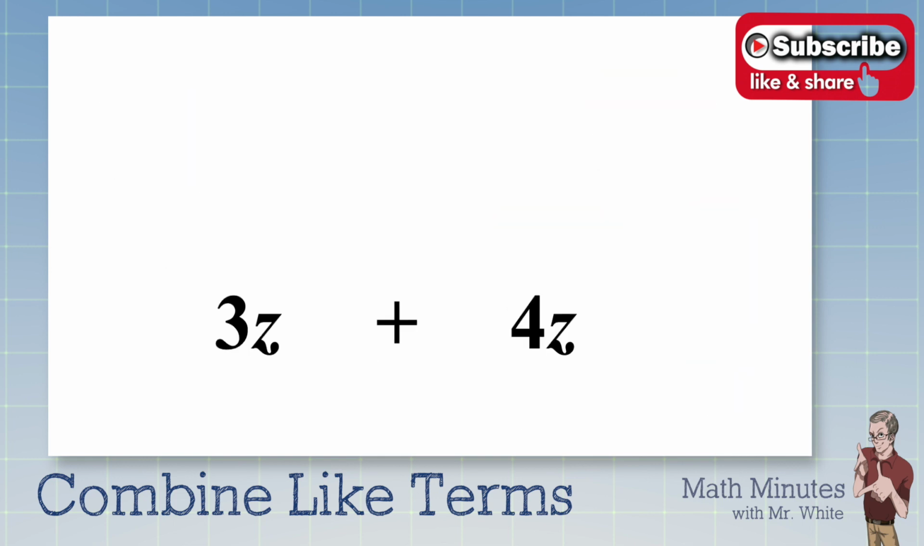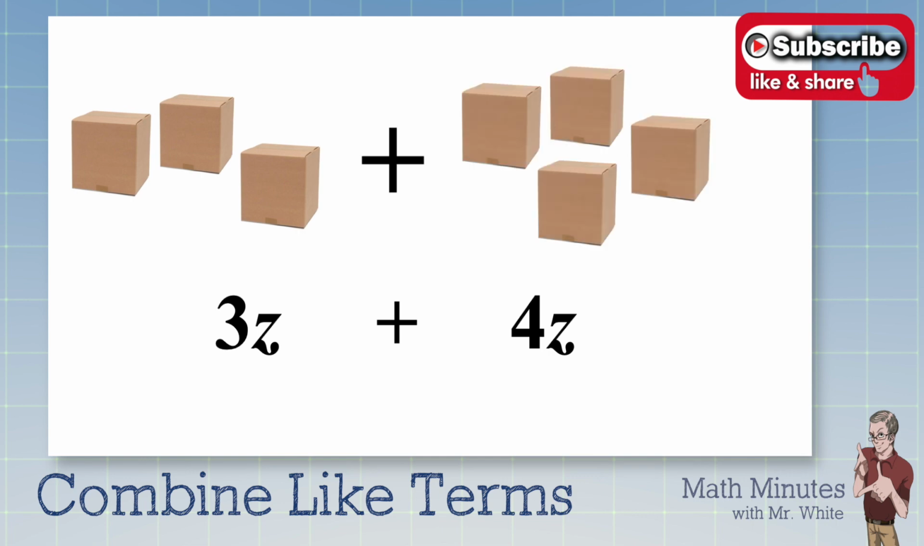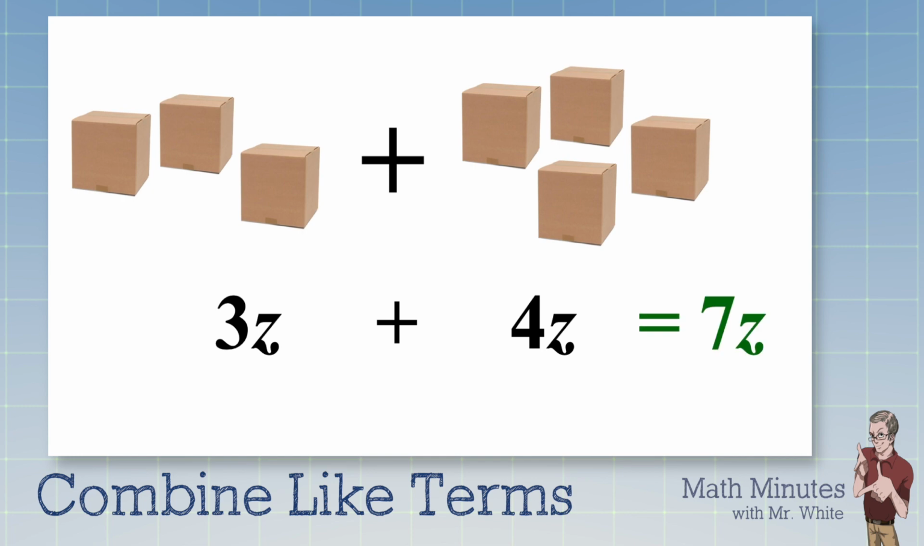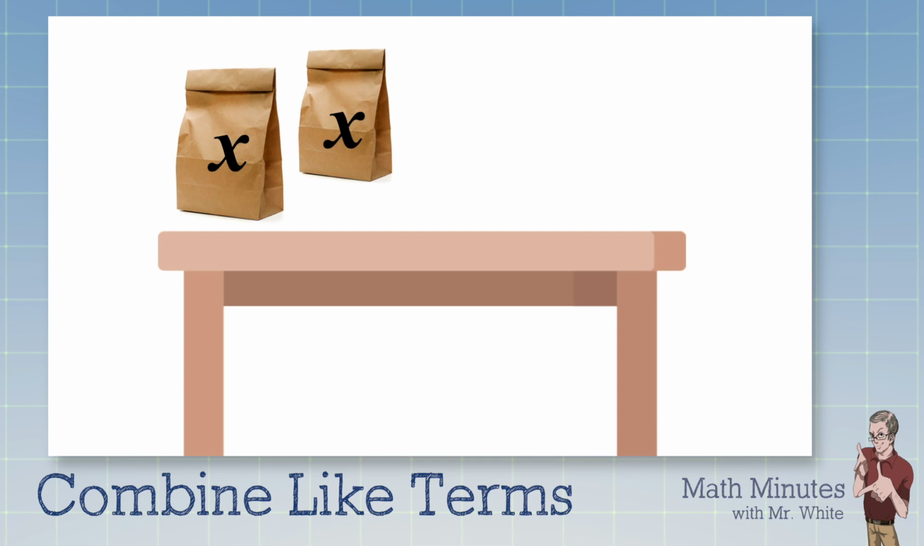Now let's just start with the algebra this time. So we've got 3z plus 4z. What do we get here? Well, we've got 3 containers, and then we add 4 more. We have 7 containers. So 7z total would be our answer, right? 7z.